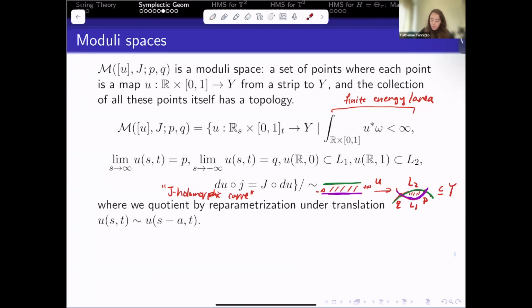And last but not least, we quotient by an equivalence relation where we don't really want to count the U, we want to count their images. So we quotient by reparametrization under translation. So if we reparameterize this strip by translating it, then it's the same element in the moduli space.